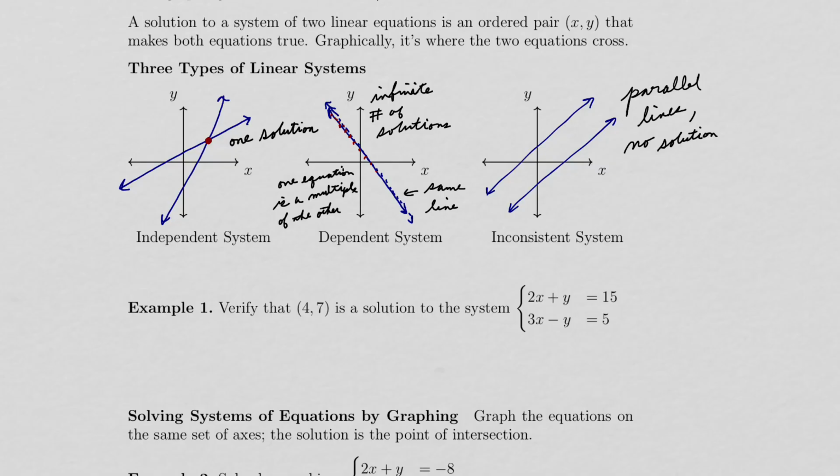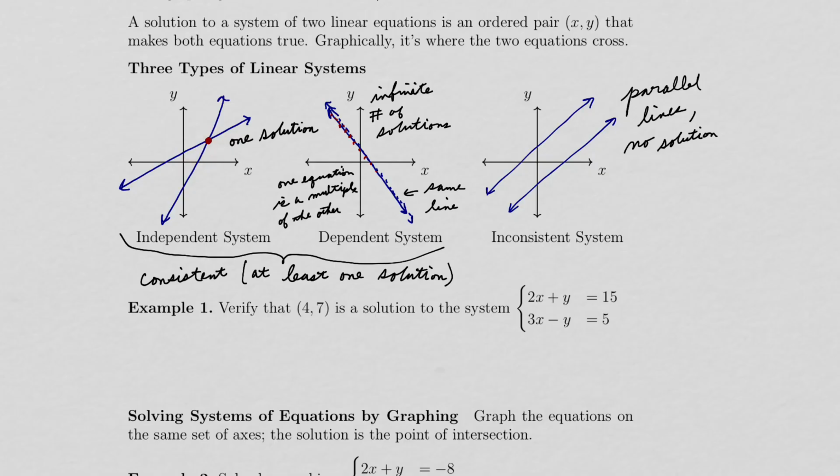Okay, so this last one, where we have parallel lines, this is called an inconsistent system. And then the first two are consistent systems, which basically means there's at least one solution. Again, the most common case is going to be this first case.